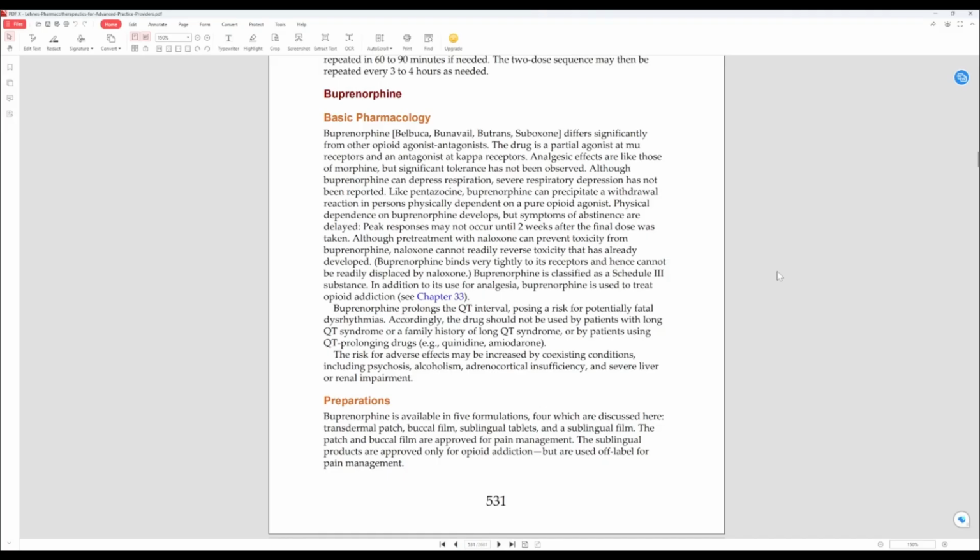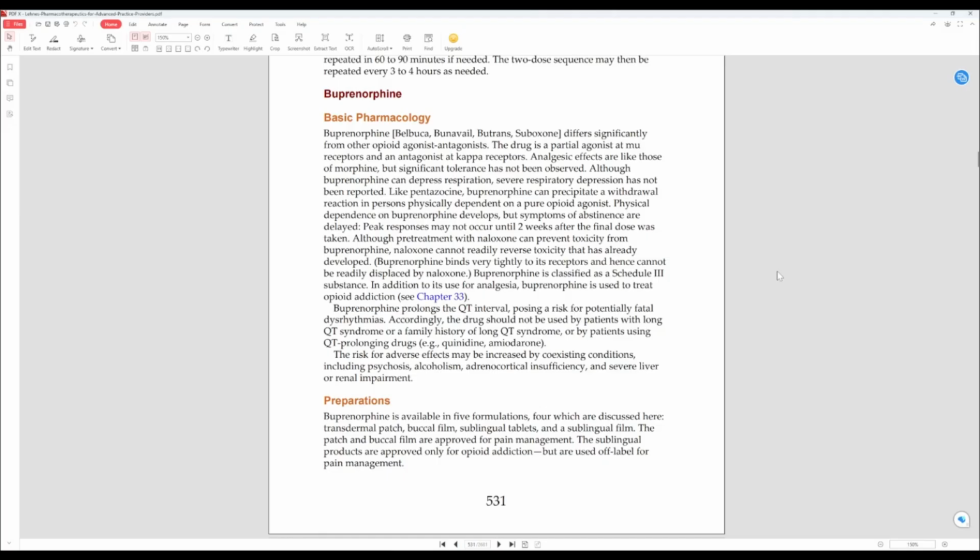Physical dependence on Suboxone develops, but symptoms of abstinence are delayed. Peak responses may not occur until 2 weeks after the final dose was taken. Although pretreatment with Narcan can prevent toxicity from Suboxone, Narcan cannot readily reverse toxicity that has already developed. Suboxone is classified as a Schedule III substance.